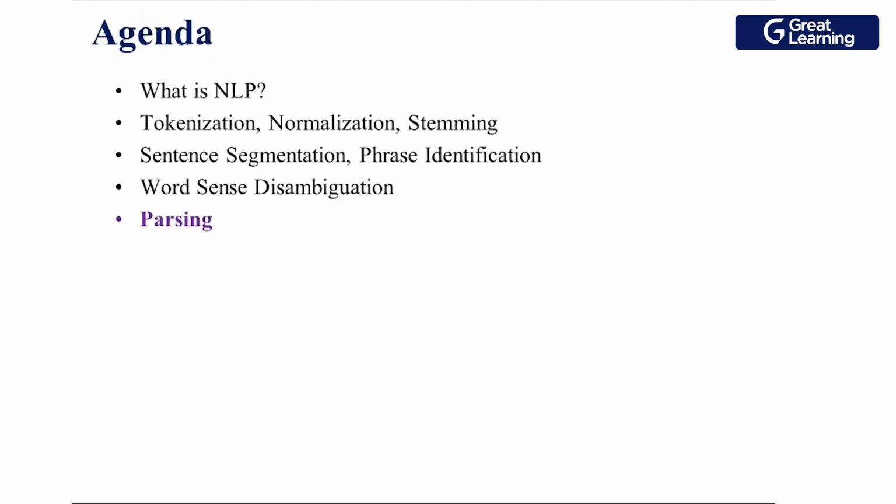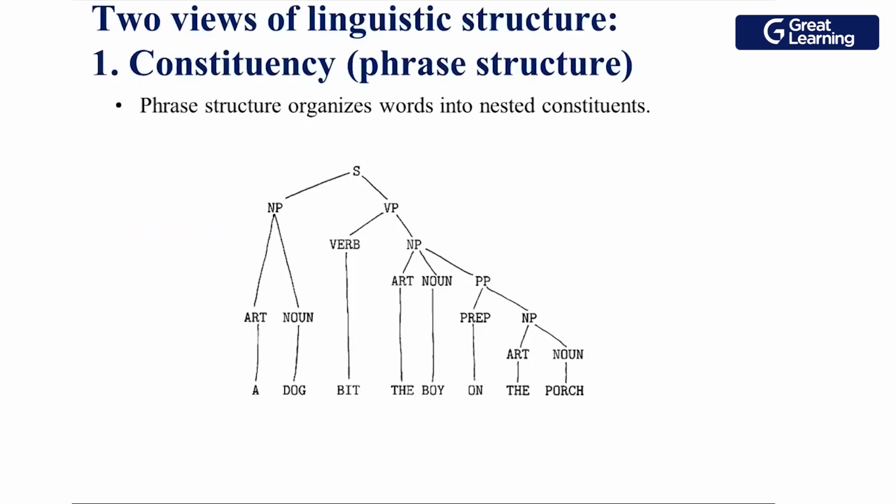Okay. So let me very quickly end with parsing. So we already talked about parsing, so it's not really a big deal now. So parsing basically consists of two types of parsing. In the sense, you could create a parse tree of that form, essentially where a dog bit the boy on the porch, right? This is called the constituency parse tree.